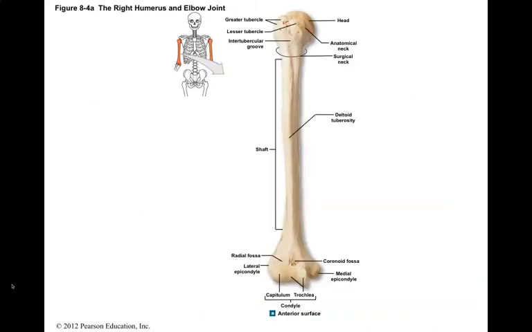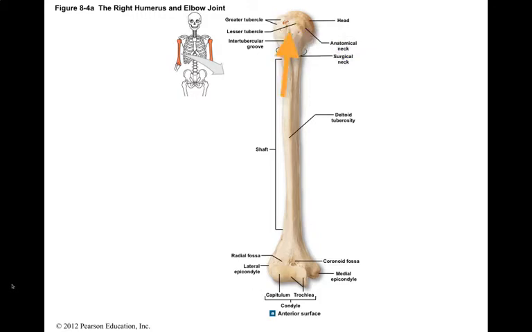This is the anterior surface of the humerus. At the proximal end of the humerus is the round head that articulates with the glenoid cavity of the scapula. The prominent greater tubercle is a rounded projection on the lateral surface of the epiphysis. This tubercle forms the lateral contour of the shoulder. The lesser tubercle is smaller and is medial to the greater tubercle.